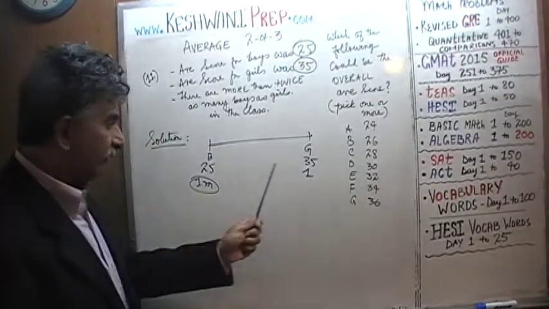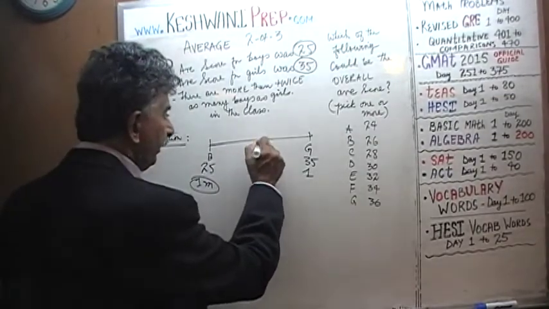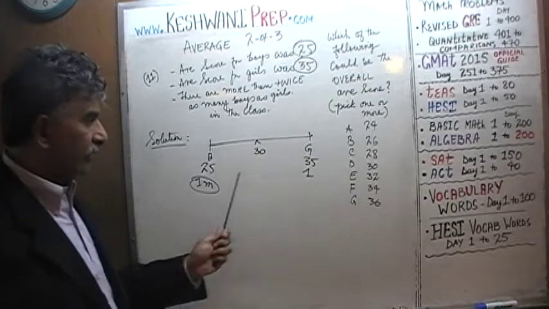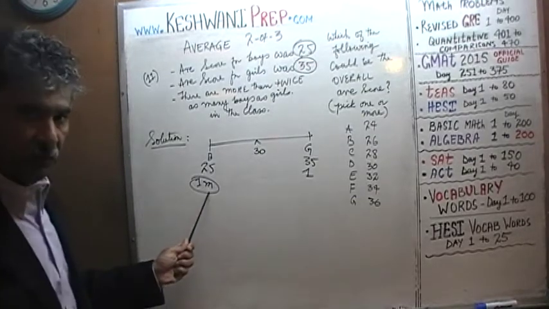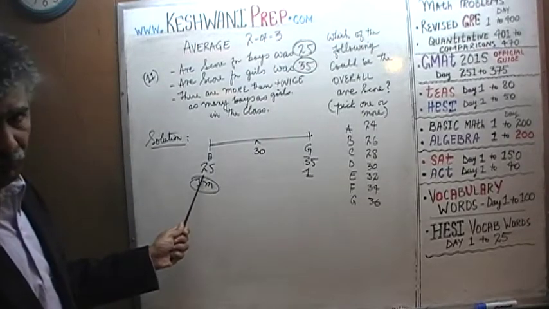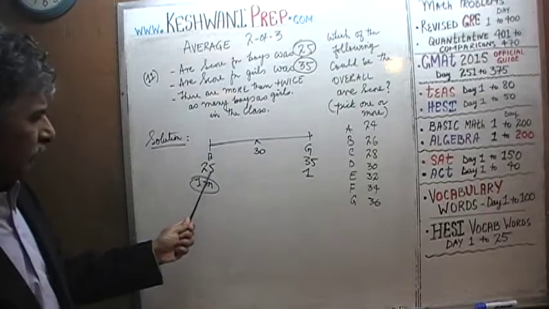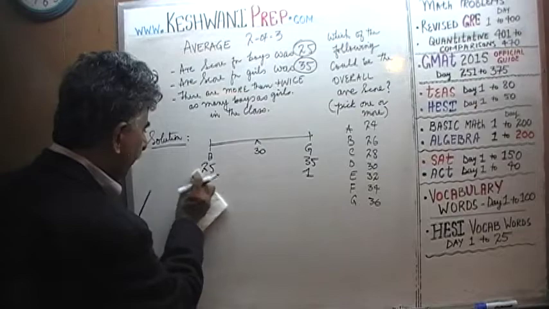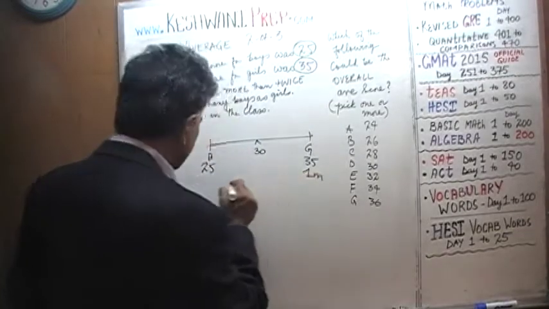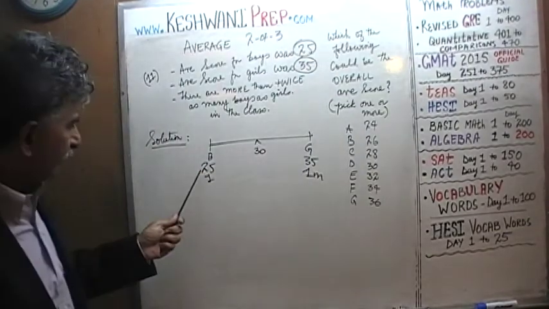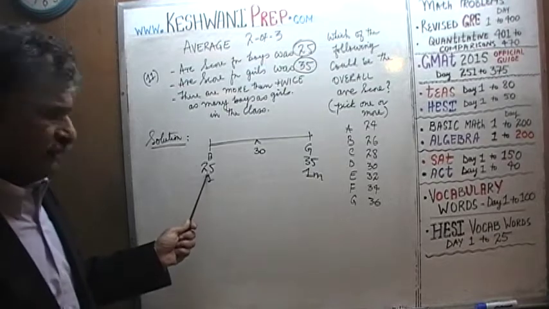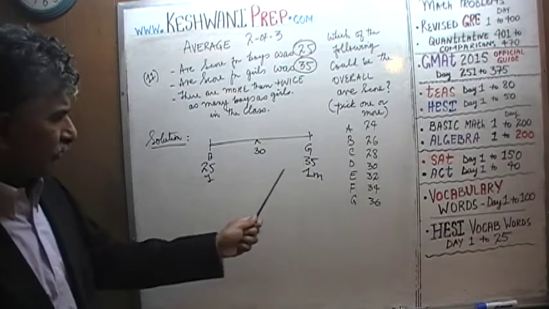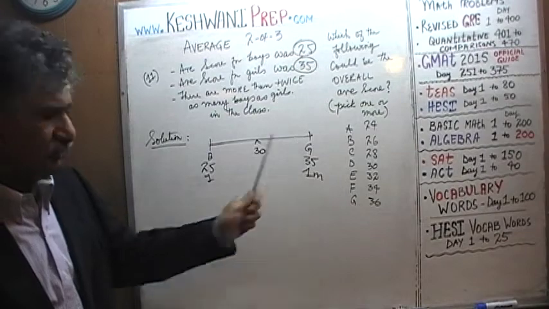If there were one boy and one girl, the average would have been right in the middle. The average would have been 30 if there were an equal number of boys and girls. But because there are a million boys, the average is going to be very, very close to 25, because they are all pulling the average down. Had it been the other way around, with 1 million girls and one boy, even though he's scoring only 25 points, he's not going to have much impact on the average score of the girls. The overall average can be very close to 35.